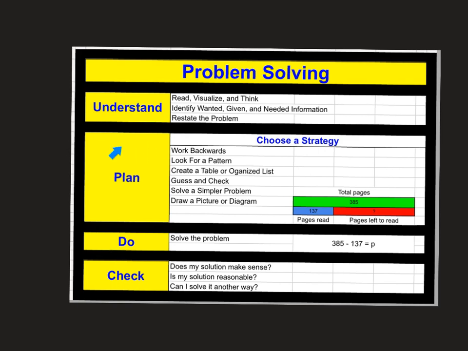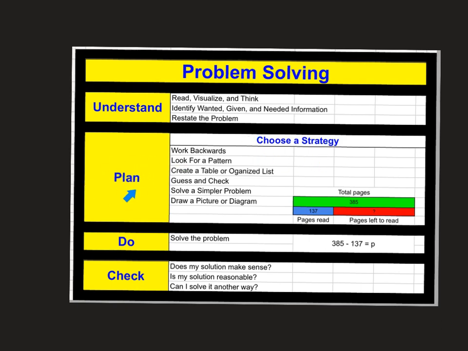All right, guys, next we have plan. After we understand, we now plan. What are we going to do? Choose a strategy. These are just some options you could do. You can work backwards. You can look for a pattern. You can create a table or organized list. You can guess and check. You can solve a simpler problem. You can draw a picture or a diagram. So you're choosing a strategy, you're planning what to do.